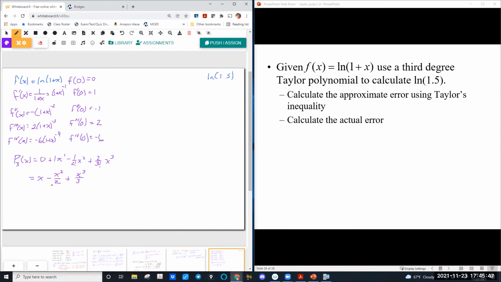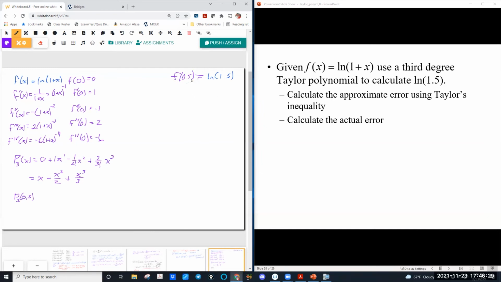Now, let's talk about calculating the error. This is pretty interesting. Our function is ln of 1 plus x, so ln of 1.5 is actually our function evaluated at 0.5. Putting 0.5 in will give us that. So that's one of the things you have to be careful of. I don't want to put 1.5 in here, because then I'm calculating ln of 2.5. So when I go to find my approximation, I'm basically going to be putting 0.5 into my Taylor polynomial.